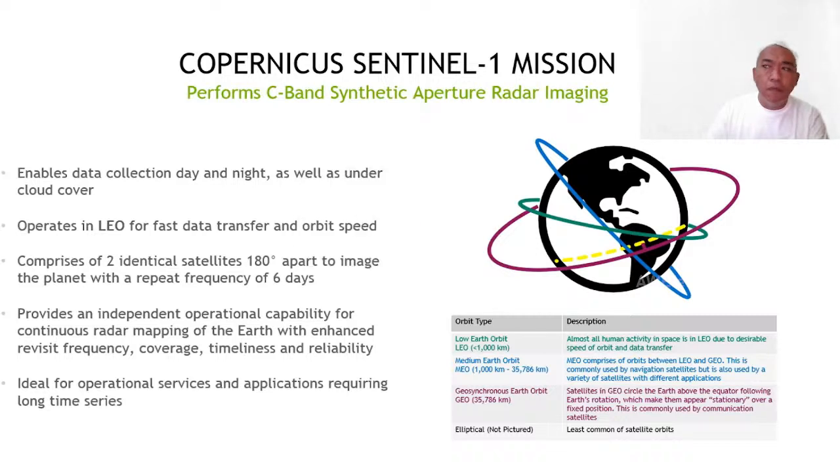The Copernicus Sentinel-1 mission comprises 2 identical satellites used for Earth observation. They can capture the entire planet in just 6 days. Unlike optical sensors, they use C-band synthetic aperture radar, which allows them to operate more consistently. They fulfill their objective to provide continuous radar mapping of the Earth with enhanced revisit frequency, coverage, timeliness, and reliability. This is ideal for operational services and applications that require long time series.